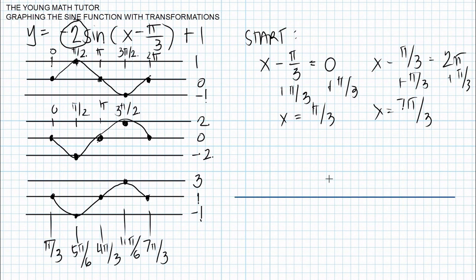Now let's try to graph our function. So it will be better if we express all the denominators of our values for x to 6 so that we can have an easier time graphing the function. So our midline is at 1, and our graph will look like this.